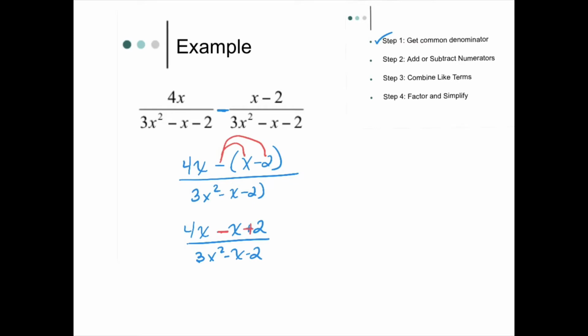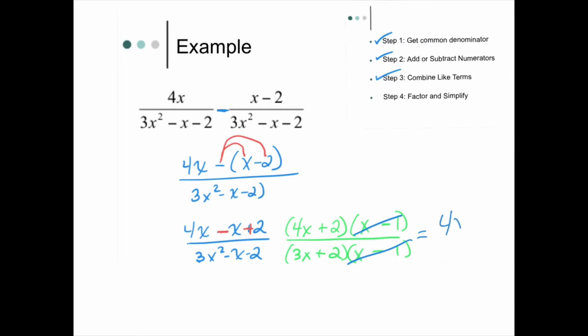Now we're going to go ahead and factor. And then our last step is to simplify. And we can do that by canceling out what factor the numerator and denominator both have. So our final answer will be 4x plus 2 over 3x plus 2.